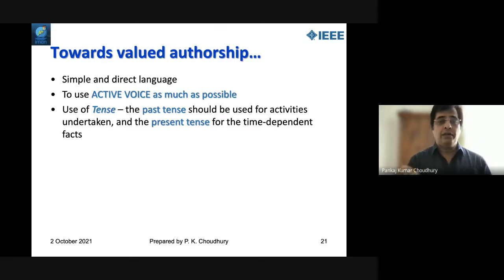And tense. Tense should not fluctuate while writing. The use of tense should be in a way that the past tense is used for activities undertaken, and the present tense for time-dependent facts. This is how the tense must be used.